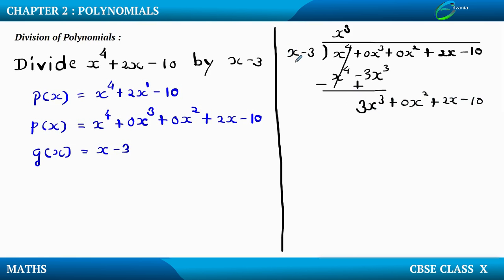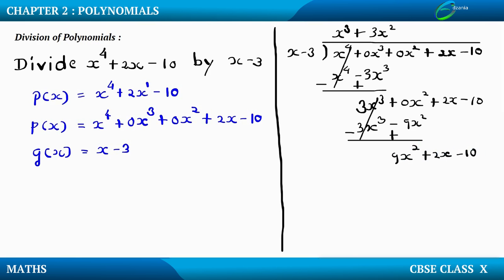Now I have x, I have 3x cube. So obviously I need 3x square because 3x are there, 1x is there, I need 2 more x. That is 3x square. It is going to give me 3x cube. And then 3x square into minus 3 is going to give me minus 9x square. Then I get plus because I changed the sign. This will get cancelled. What remains is 9x square because 0 plus 9 is 9, plus 2x and then minus 10.